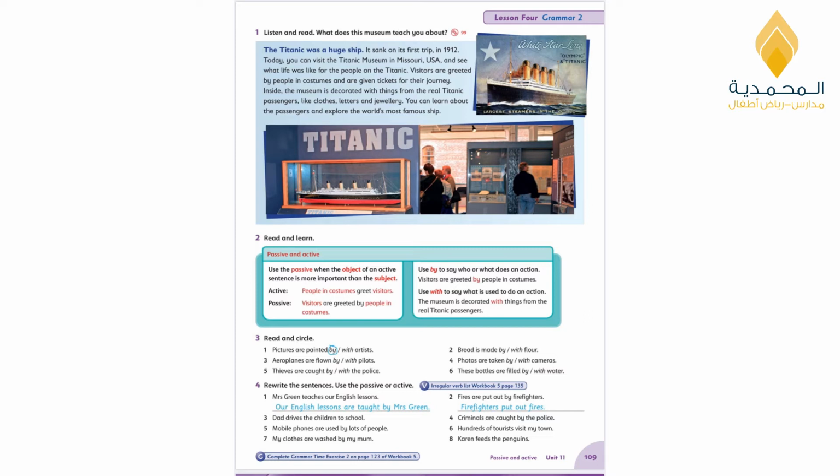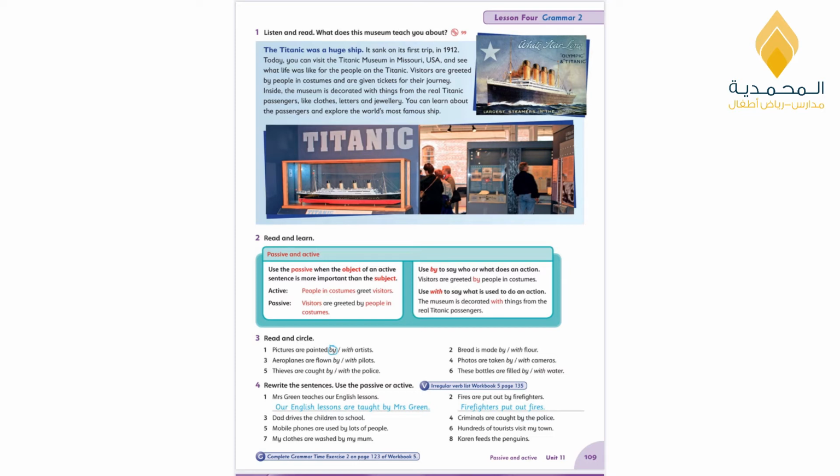Number 4. Criminals are caught by the police. Is this sentence passive or active? Yes, it is passive. And we started with the criminals. What is the object? Excellent. How can we turn it into active? The police catch criminals. Excellent. Number 5. Mobile phones are used by lots of people.